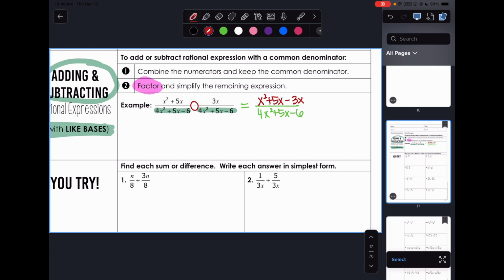Okay, so let's go ahead and factor the numerator. No, we can't factor that. Duh. All right, Miss Bion's really out of it. 5x minus 3x. Those are like terms, yes? Let's combine them. What do you get? 2x, positive 2x. And then we still have the x squared over 4x squared plus 5x minus 6.